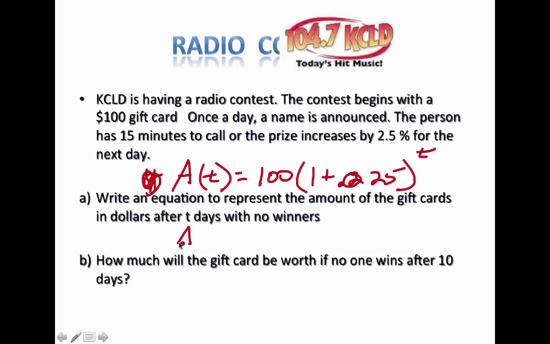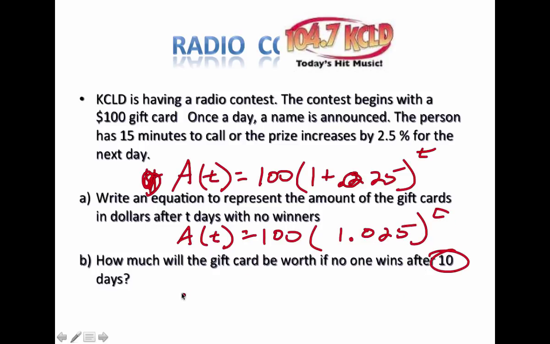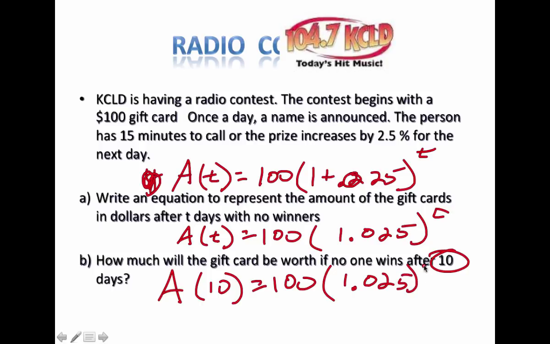So we can make this amount after time T is equal to 100 times 1.025 to the T. After 10 days, amount after 10 days, 100 times 1.025 to the 10th. Plug it into your calculator. If you called in and got it right on the 10th day, your answer will be $128. Plug it in.